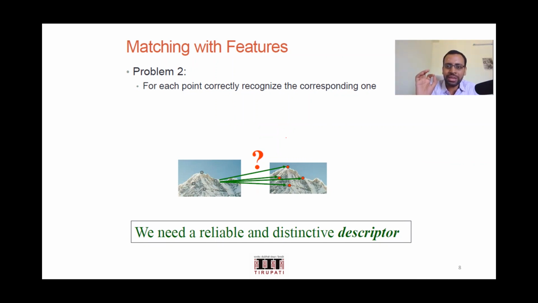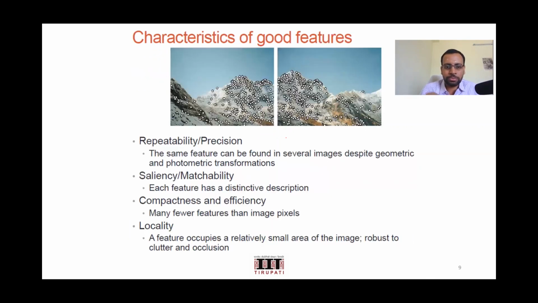It has to be reliable, so you should have unique matches possible there. The first one is called repeatability, also referred to as precision. Then matchability should be there. Then, as I said, compactness and efficiency: a feature occupies a relatively small area in the image, and is robust to clutter and occlusion.